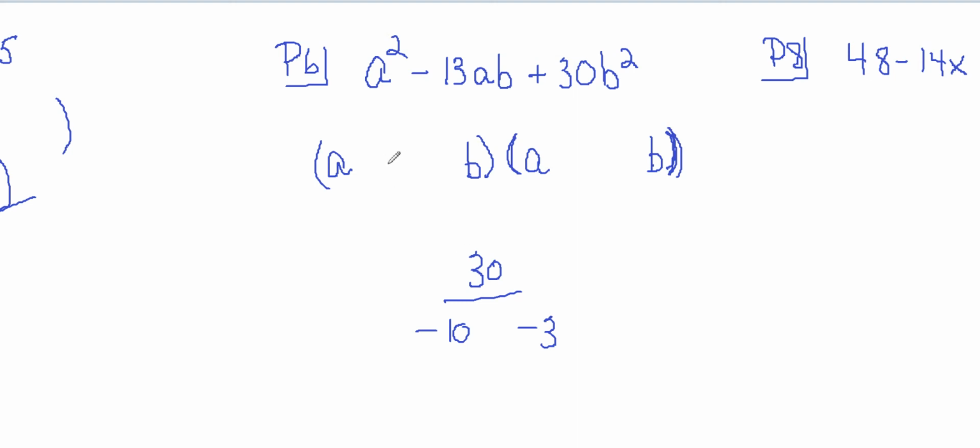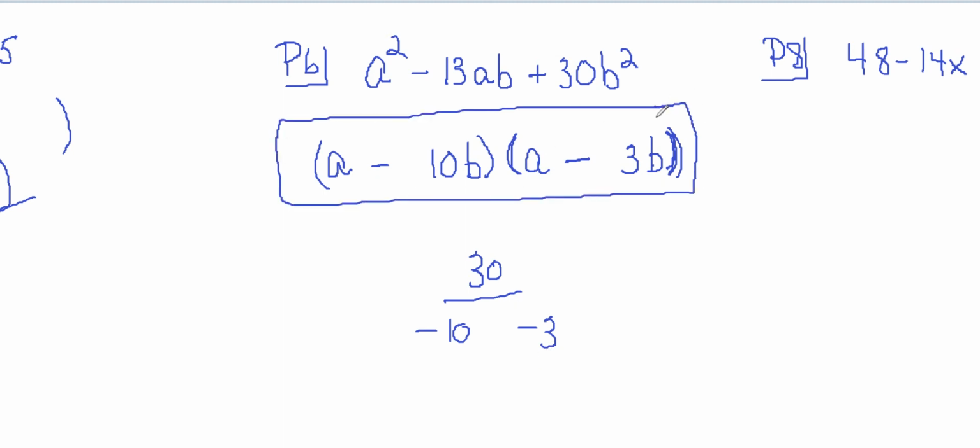So how about a minus 10b and a minus 3b. Negative times a negative is a positive. Okay, there it is. And I mentioned in class about doing a quick check of your first and last terms. A times a is a squared, and negative 10b times negative 3b is positive 30b squared. Quick check to see if you're right.